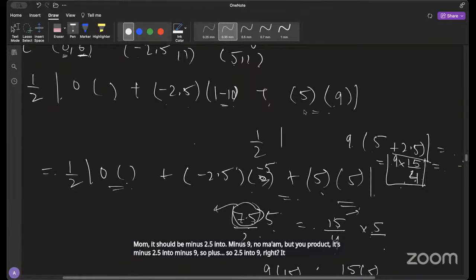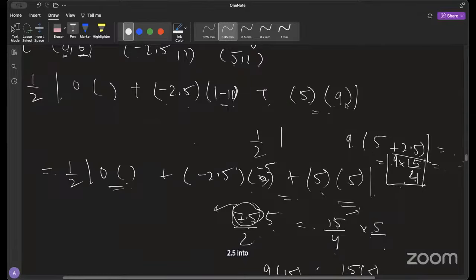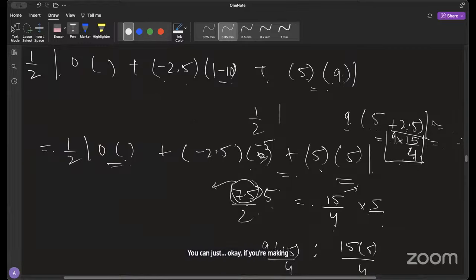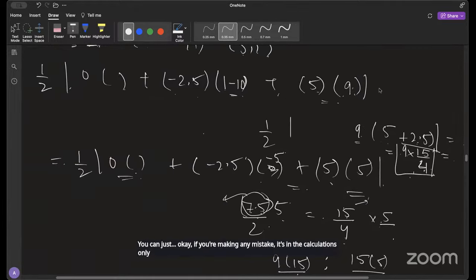It is not the addition. Yeah, 2.5 into 9, and then here you have 5 into 9. So we took 9 common and 5 plus 2.5 we did here. Okay. If you're making any mistake, it's in the calculations only. You can calculate the way you want.